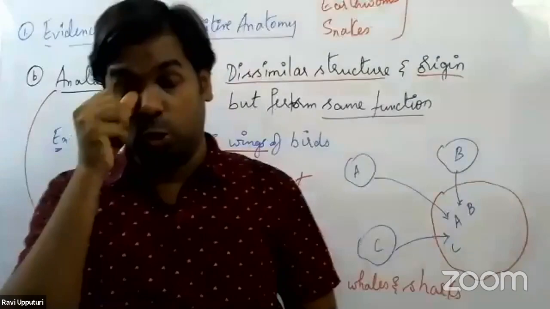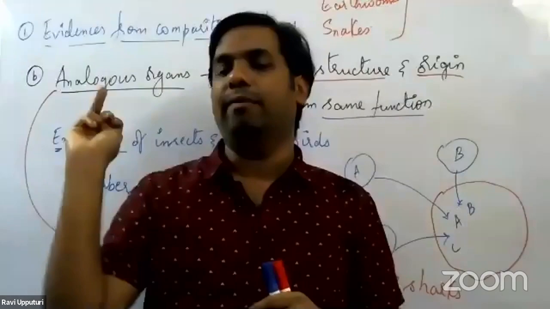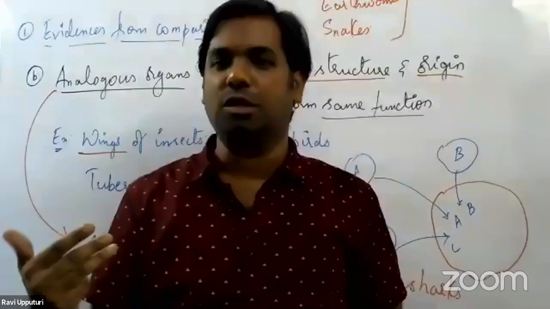So we have three more organs. The next organs we'll be taking up are called vestigial organs. Then we have atavistic organs, and then we have the connecting legs. So these three types of organs we'll start taking up in the next session. So we'll stop here for today. Fine. Thank you.